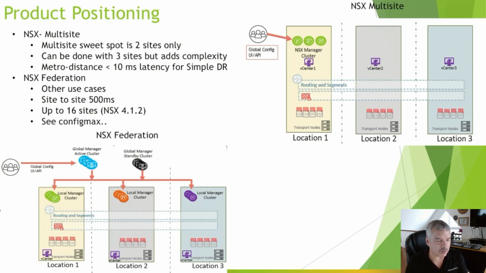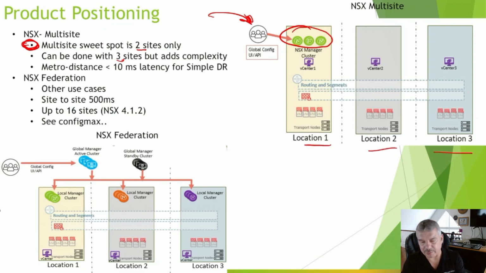So first of all, the sweet spot for NSX Multi-site is 2 sites only. It can be done with 3, but it does add complexity, which you'll actually see. So here I'm showing you a picture of an NSX Multi-site. You see I've got my NSX Manager cluster there, and that's it. You'll see in this example I'm showing 3 locations. You could have 2 or whatever, right?